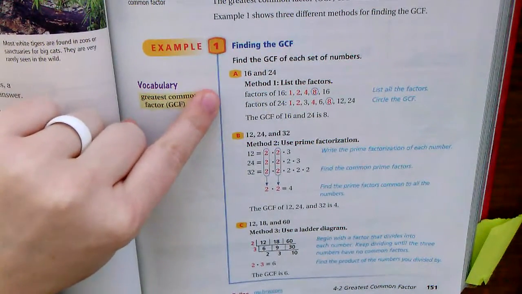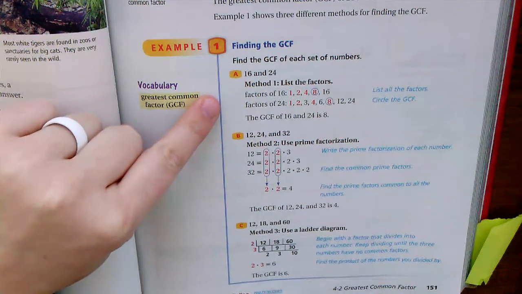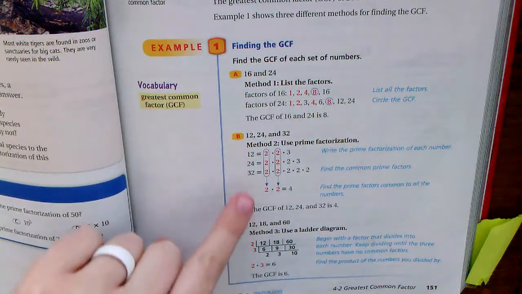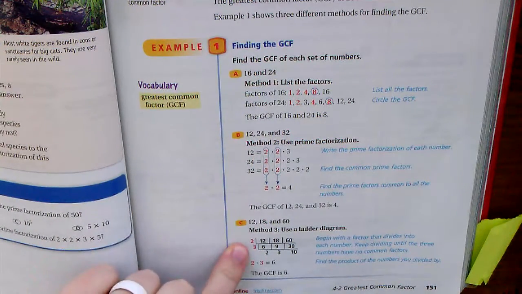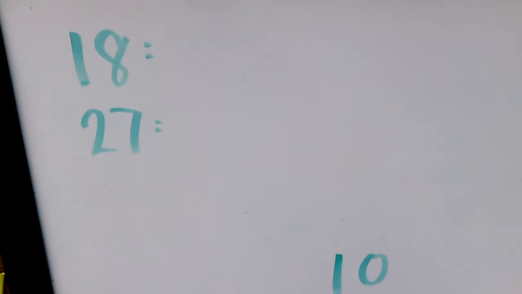This might sound like a little more work because you have to think about every single factor of the numbers that they give you, but that is a great way to check if you did these 2 strategies correctly. So I am going to pull my whiteboard over and show you an example of all 3 strategies. For the first one, we have 18 and 27.